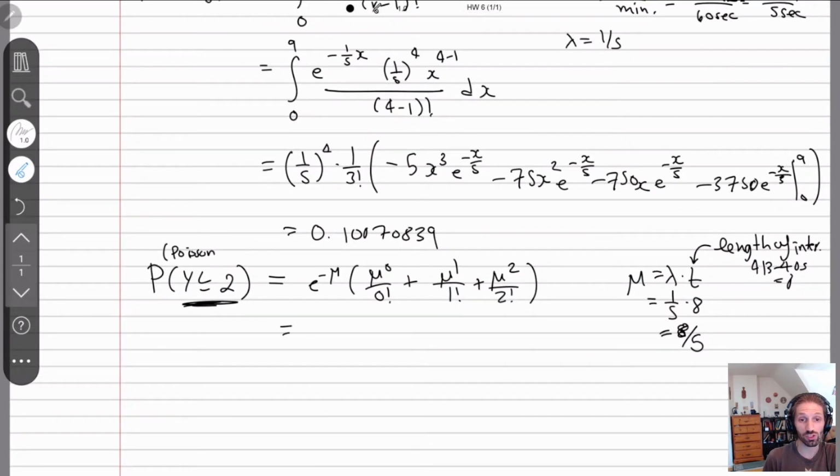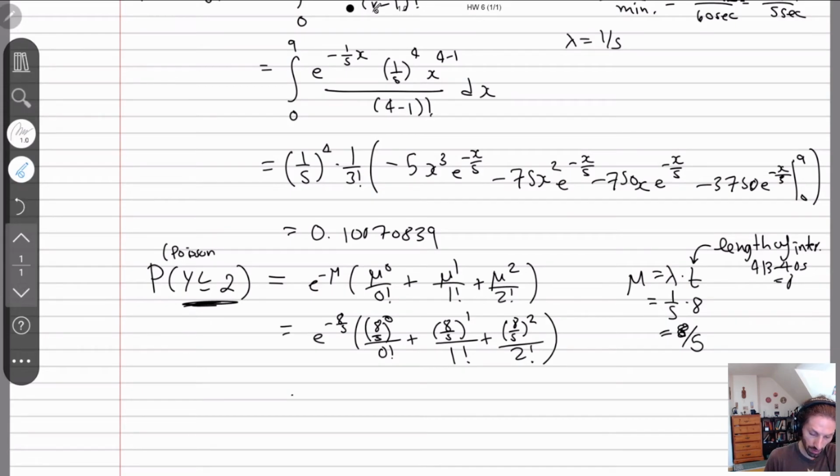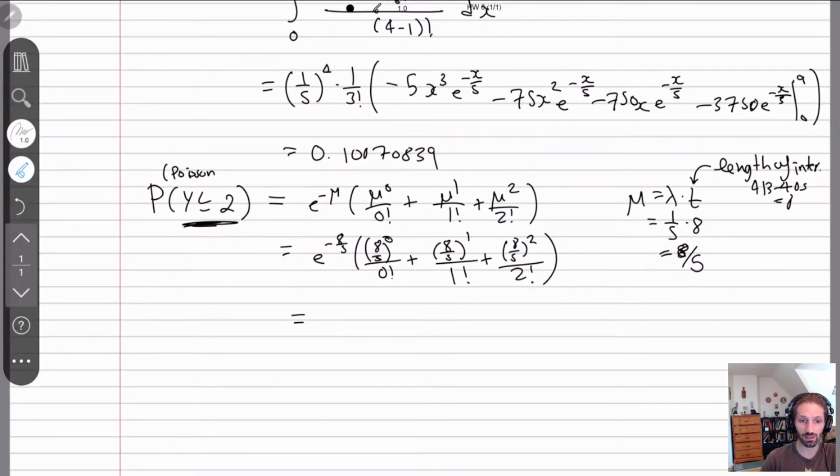So at this point, you just plug mu in. So e to the minus 8/5, times (8/5) to the 0 over 0 factorial, plus (8/5) to the 1 over 1 factorial, plus (8/5) to the 2 over 2 factorial. And then plugging this into the calculator, what you should end up getting is roughly 0.78335849.